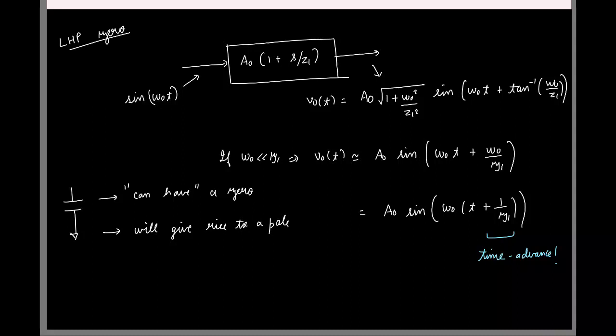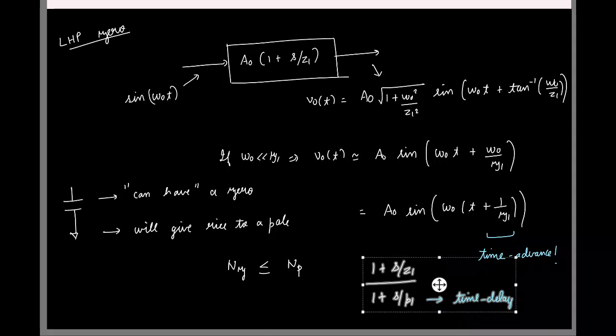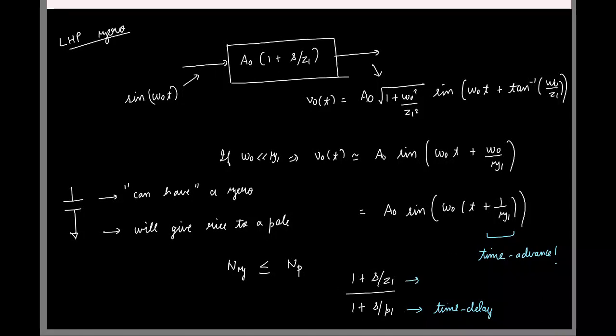So if this is the case, what can you say about the number of zeros versus the number of poles? In a practical circuit, this will be the condition. At most, you can have an equal number of poles and zeros. So if you have a system where you have a zero, you'll obviously also have a pole like this. Okay, so here this will result in a time delay. And the zero here will give a time advance.